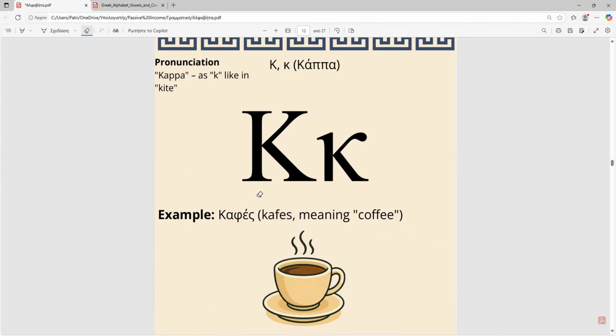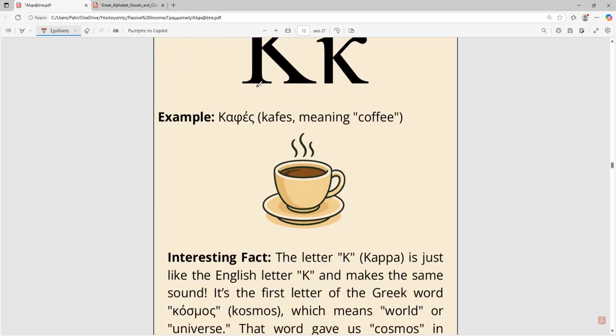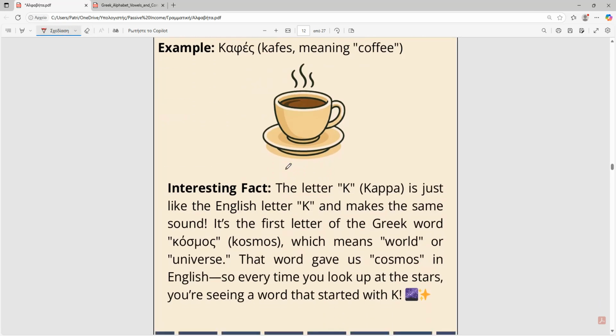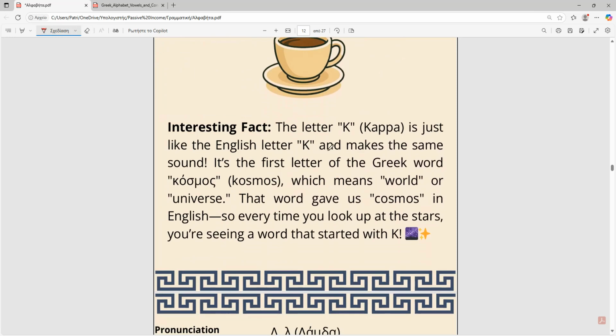I'm so sorry if I make any mistakes. I'm really sorry, but yes, we have kafes, like kappa, kappa. And the letter kappa is just like the English letter K. It makes the same sound. It's the first letter of the Greek word cosmos.